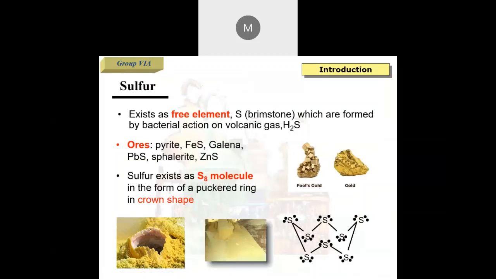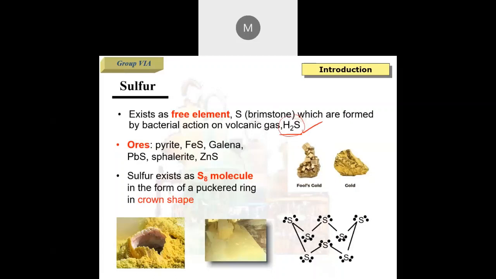All right, introduction. Sulfur exists as a free element, also known as brimstone, which is formed by bacterial action on volcanic gas, the hydrogen sulfide. This is the one that gives us the foul-smelling, pungent smell of sulfur. Actually, pure sulfur is odorless, but when we are close to active volcanic areas, we will smell the hydrogen sulfide.